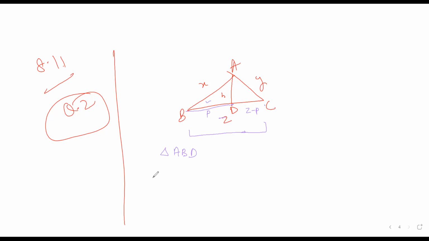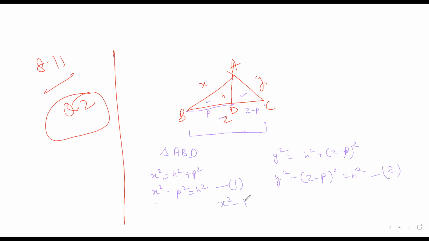So in triangle ABD, can we say x squared is equal to h squared plus p squared using the Pythagoras theorem? In the other triangle, it will be y squared equals h squared plus (z minus p) squared. Now, again, we are finding the values of h, the way we did in the sine rule. Both 1 and 2 are h squared equal to something, so we can compare their right-hand sides.